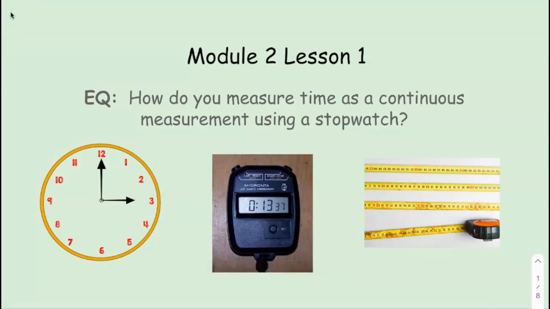Today we're starting Module 2, Lesson 1, and our essential question is, how do you measure time as a continuous measurement using a stopwatch? So we have a regular clock here, we have a stopwatch, and we have some tape measures right there. All different ways to measure things, and we're going to be using all of these in this module.